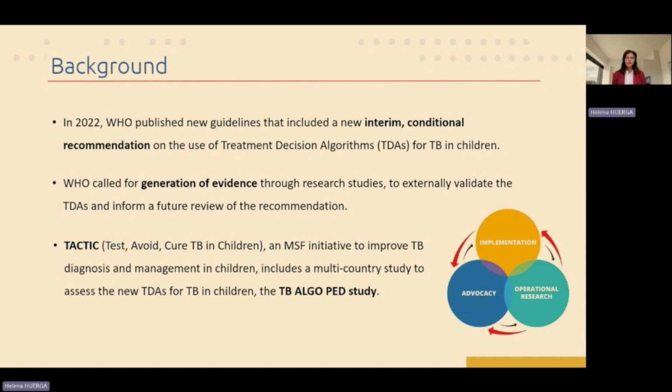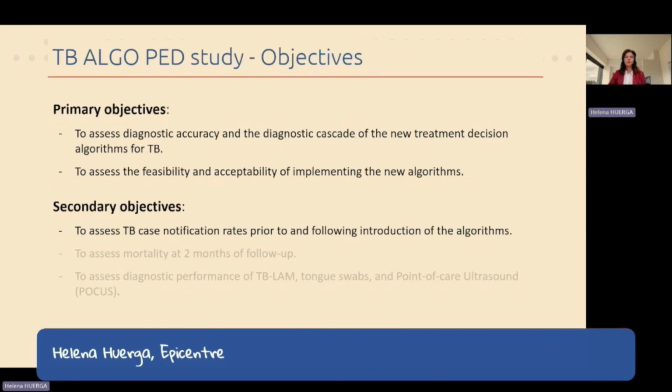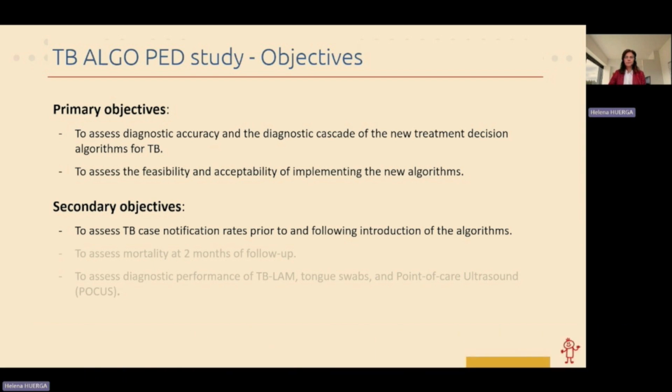The TB AlgoPET is a multi-country study to assess these new treatment decision algorithms for tuberculosis in children. The primary objectives of this study are to assess the diagnostic accuracy and the diagnostic cascade of the new treatment decision algorithms for tuberculosis in children, and to assess the feasibility and acceptability of implementing these new algorithms. The study also has some secondary objectives, and today we are presenting TB case notification rates prior to and following the introduction of these algorithms.